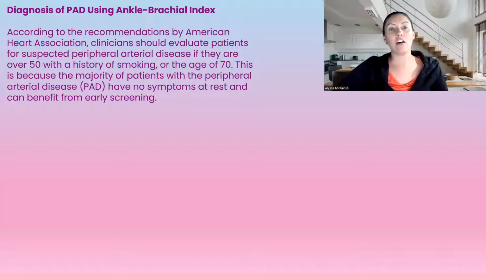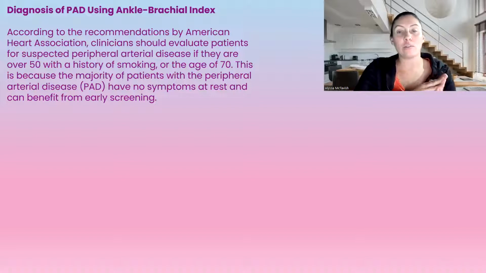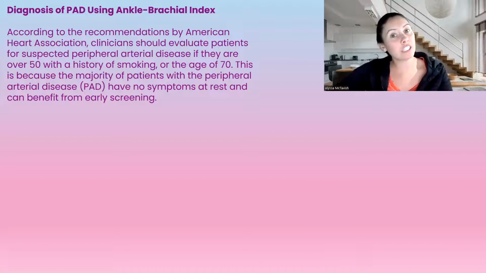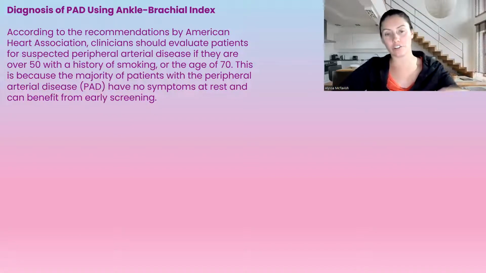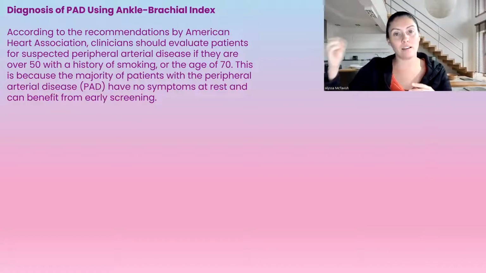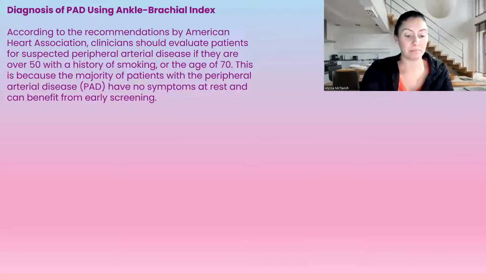So the diagnosis of peripheral arterial disease using an ankle-brachial pulse index. According to recommendations given by the American Heart Association, patients should be evaluated for peripheral arterial disease if they're over 50 with a history of smoking or over the age of 70, okay? Because a lot of times patients with peripheral arterial disease have no symptoms, okay? If we can catch it early, do early screening, it's always better than waiting until we have complications.